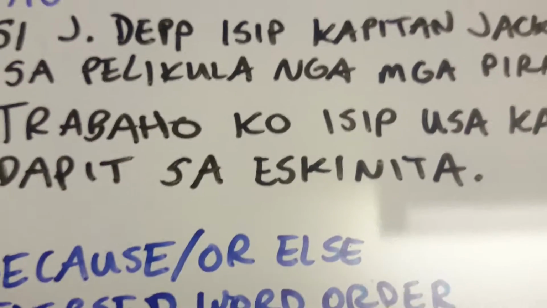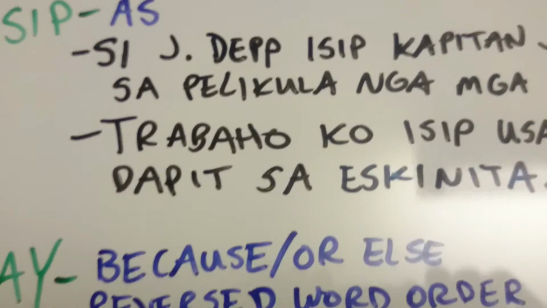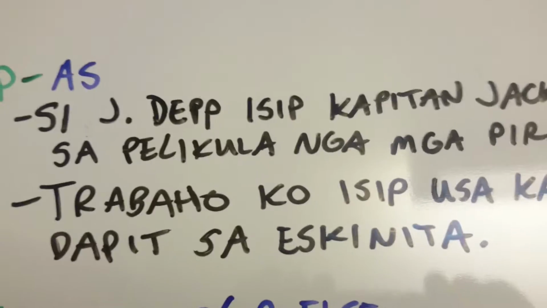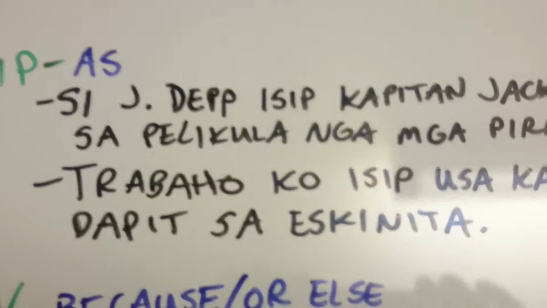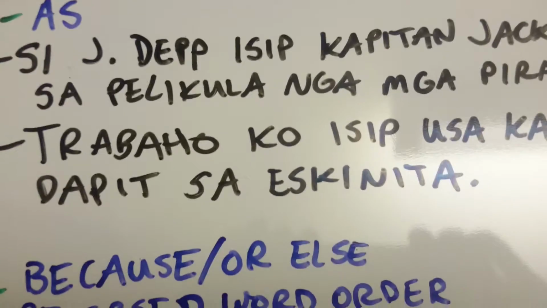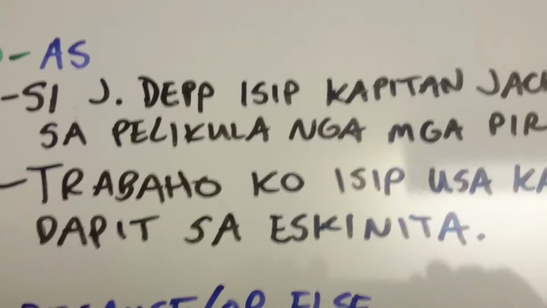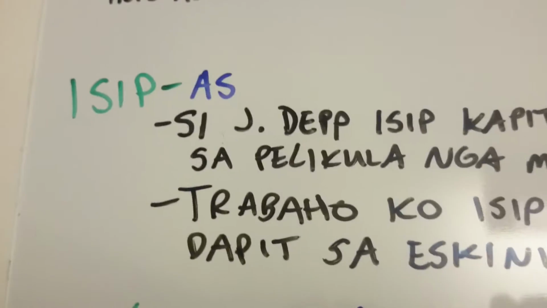Dapit sa eskinita. Eskinita is an alley. Esquina is like a little corner area, but you can also say like, oh, what's the word that I'm looking for? Esquina. So canto, there you go. Esquinita, right? So that's isip.